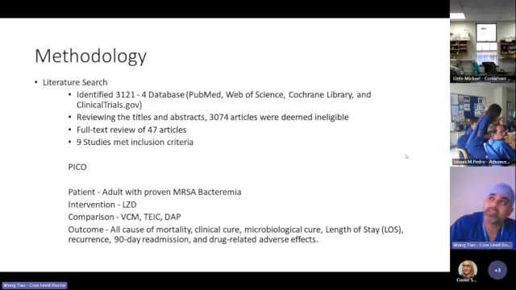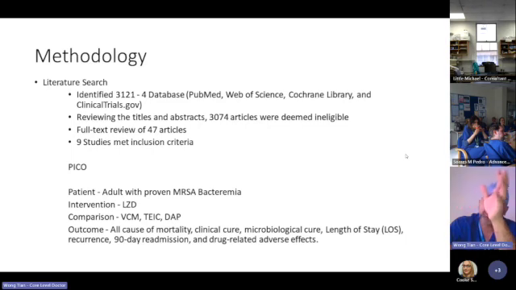How their methodology was, essentially, they did a literature search. They used 4 databases: PubMed, Web of Science, Cochrane, and clinicaltrials.gov. They basically reviewed the titles and abstracts of the 3,121, and they managed to narrow it down to 3,074. And then after that, they further narrowed it down by reading the titles and the abstracts, down to 47 articles. And then the 47 articles, they read the entirety of them, and they managed to get it down to 9 studies, which met inclusion criteria.